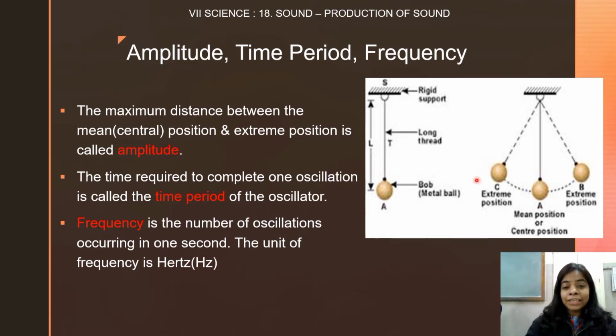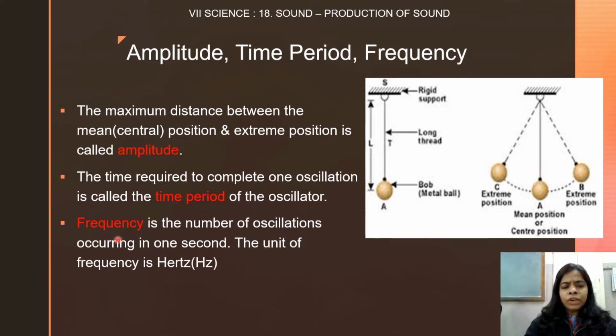The time required to complete one oscillation is called the time period of the oscillator. Time, children, we can calculate from this side, from this side, or from this side. Suppose we count the oscillation from here. It will go and it will come back. That is one oscillation. So how much time is required to complete one oscillation? That is the time period.